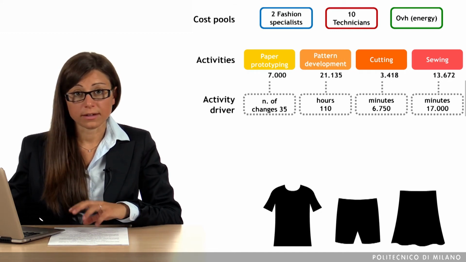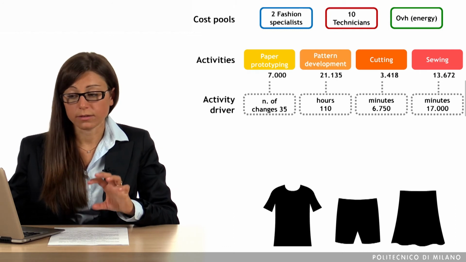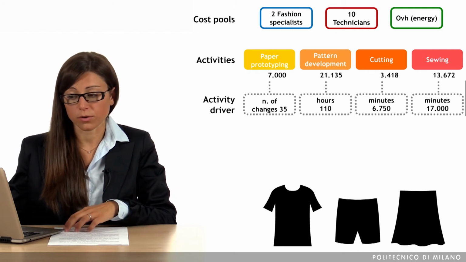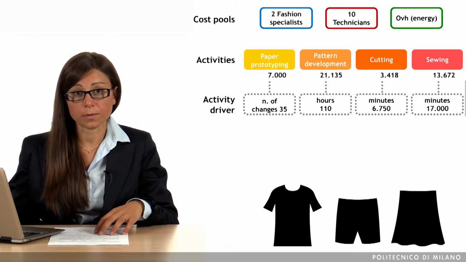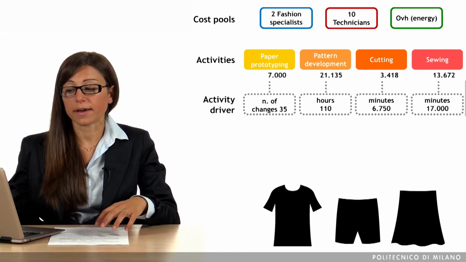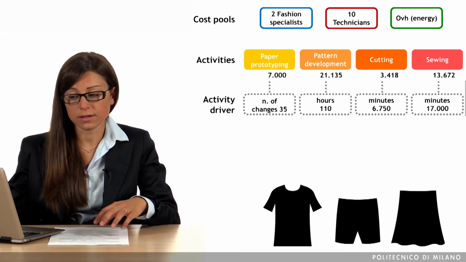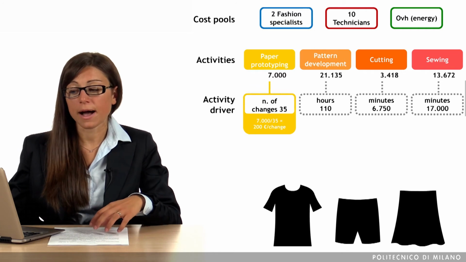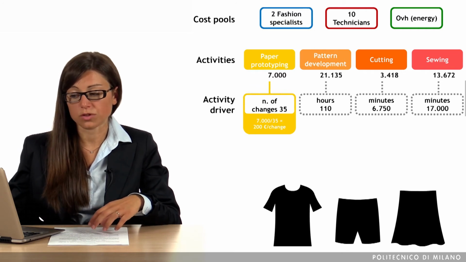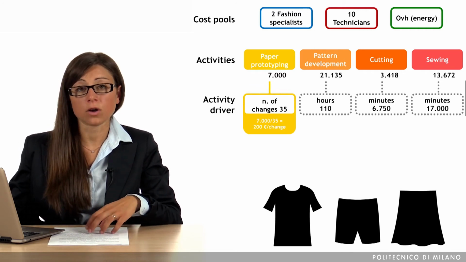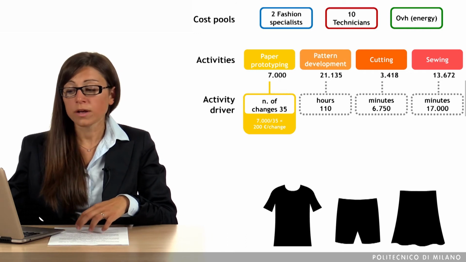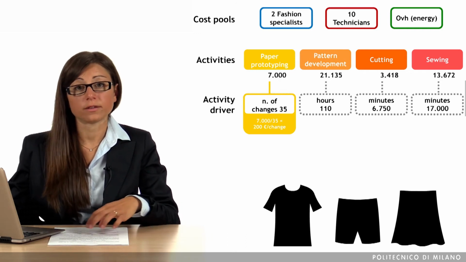Once we have identified the activity driver, we need to share the cost of the activity among the 3 products. Let's start from the activity of paper prototyping. If we divide the cost of the activity, in this case 7,000 euros, by the total number of changes, which is 35, we can find the cost for one change. One change costs 200 euros.